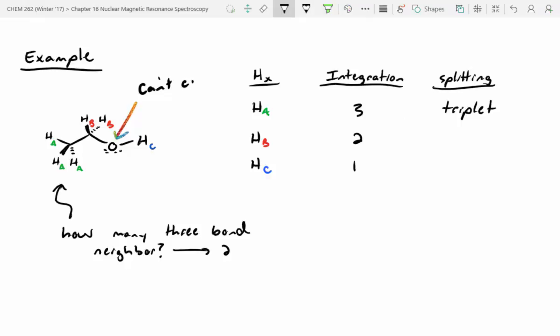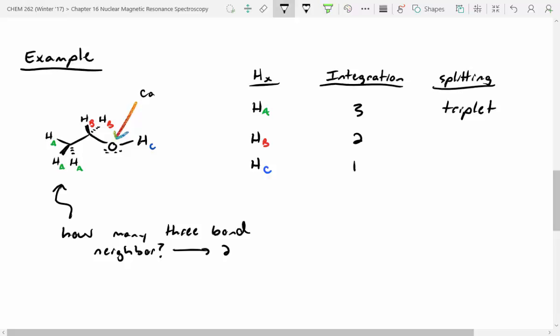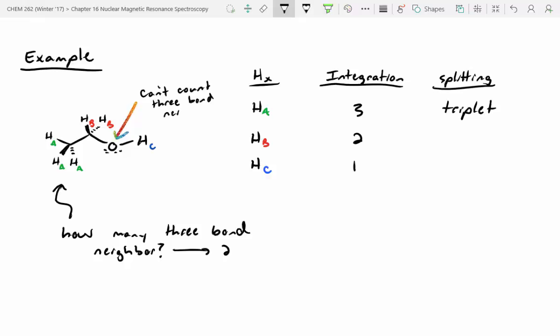You can't count 3-bond neighbors through non-carbon atoms. It's kind of a brick wall. That HB can't feel HC. The oxygen's in its way. It won't split at all due to HC. So if we look at HB, we don't want to count HC at all.